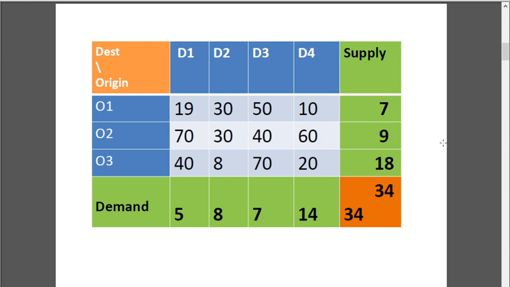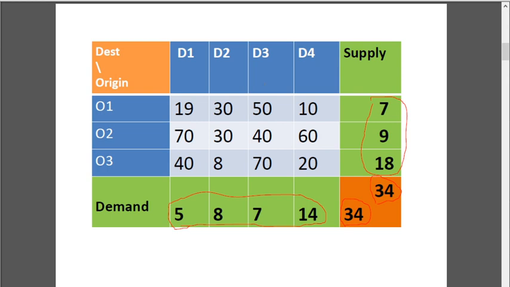One more thing to observe is, in this session we'll be seeing how to solve a balanced transportation problem, that is, the total supply at the origins. If I add all the supply present at the origins, the total is 34. The total supply should be equal to the total demand required at different destinations. That is, the supply is 34 and the demand required is 34.